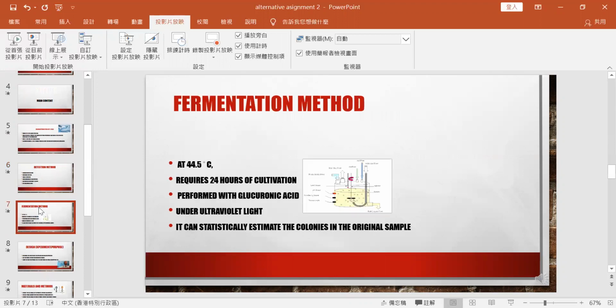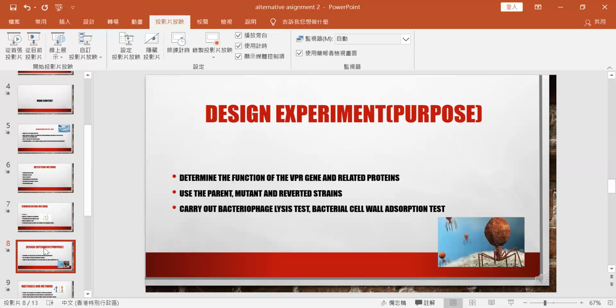I want to talk about the fermentation method. It occurs at 44.5 degrees and requires 24 hours. Then the release of the fluorescent substrate needs to be performed with glucuronic acid so that the medium can fluoresce under the radiation of UV light. And now I want to design the experiment.